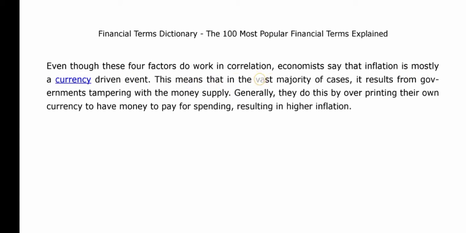This means that in the vast majority of cases, it is the result of governments tampering with the money supply. Generally they do this by over-printing their own currency to have the money to pay for their spending, resulting in higher inflation.